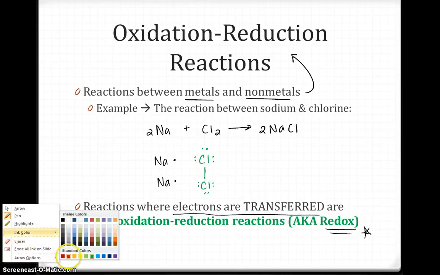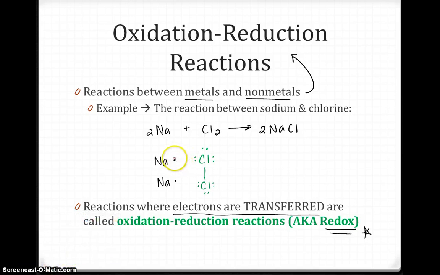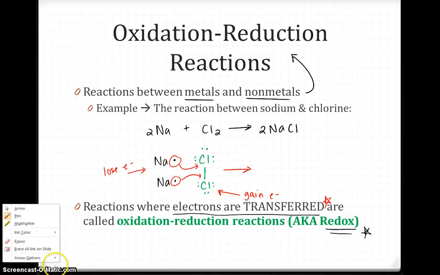Now, when we put the sodium and the chlorine together, our sodium is going to want to lose those electrons to the chlorine to become octet happy. So our metal wants to lose the electrons, where our nonmetal wants to gain the electrons. So anytime you have one atom losing and one atom gaining, that means you've got electrons being transferred, which is going to give us our redox reaction.